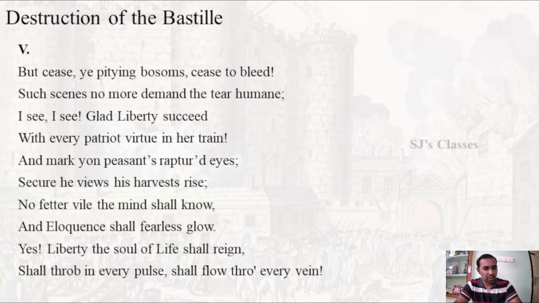Eloquence has also been personified in this stanza, and eloquence means one who has the ability to speak eloquently or in a persuasive manner. So eloquence shall shine intensely and fearlessly. What Coleridge intends to say is that you can speak out your mind. Liberty, which Coleridge describes as the soul of life, shall reign or rule, and it will throb or find expression in every pulse of the people, and shall flow through the veins of the people, meaning we will soon taste victory. And as part of this victory, we will taste or experience what is called freedom, liberty.